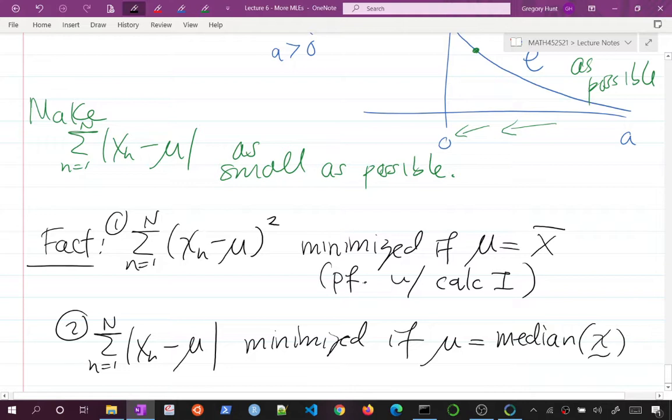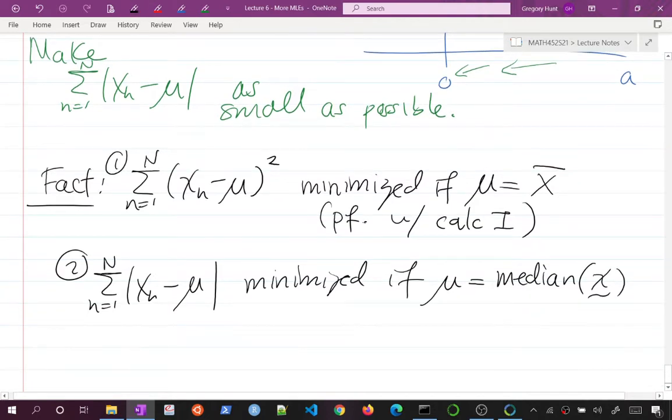My sample, for example. So that's really cute. If I minimize the sum of the squares, I get the mean. If I minimize the sum of the absolute values, I get the median. And that is indeed true. So what you would be able to say, if you believe this fact, and we can show it, we can make an argument that mu hat will be the median.